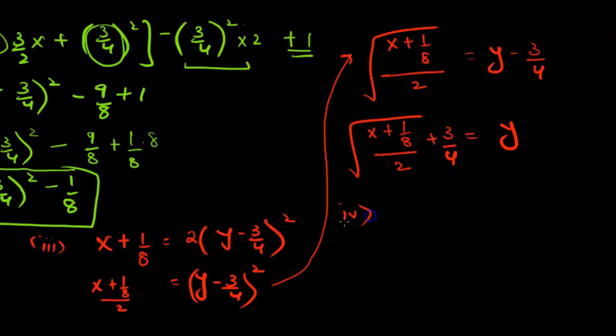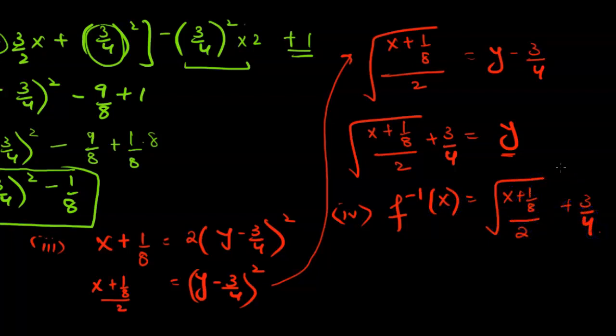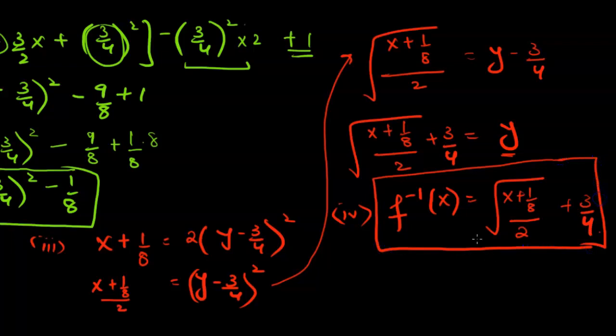The fourth step is to rewrite the function as inverse function. So y is going to be replaced with f inverse of x, and we get the square root of (x plus 1 by 8) divided by 2, plus 3 by 4. So this is how we convert a quadratic equation that is given in standard form to inverse function.